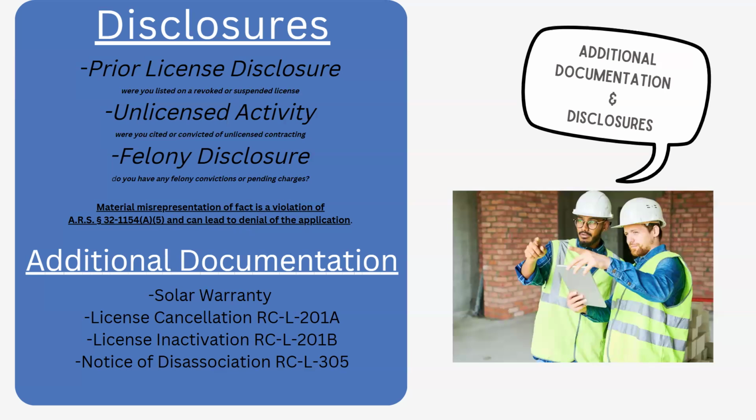Also, there's a notice of disassociation. This is when the qualifying party is being removed from one license so that they can be added to your application and your license. That's something that you would want to submit with your license application. All of these forms can be found on our website under the forms page, but if you do the application through our online customer portal and you select yes to any of these answers in the disclosure section, it's going to give you that option in the pop-up to go ahead and fill in that additional information for us.